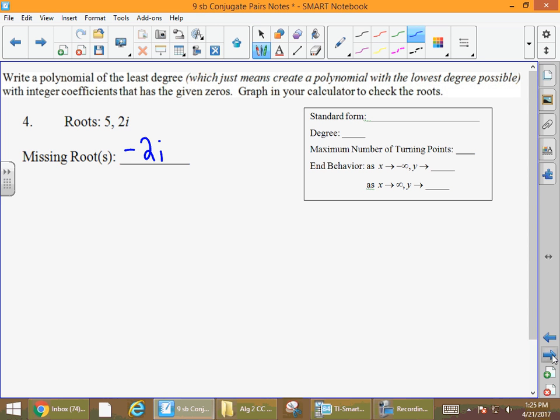Well, we're going to do the same exact thing that we did earlier this week. So again, if you were absent earlier this week, you could really use this concept to learn what you missed. So the first root is 5. You could say x equals 5. The second root is x equals 2i. And then we found our missing root, and we can say x equals negative 2i.